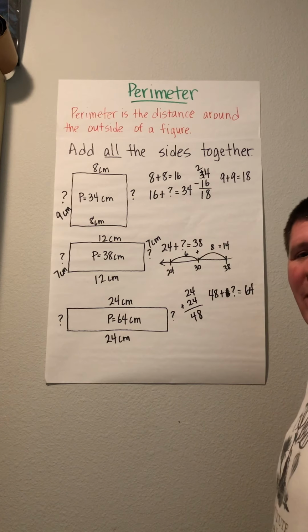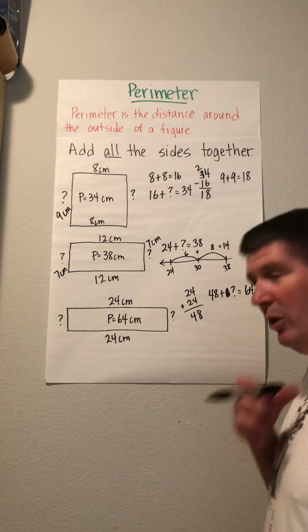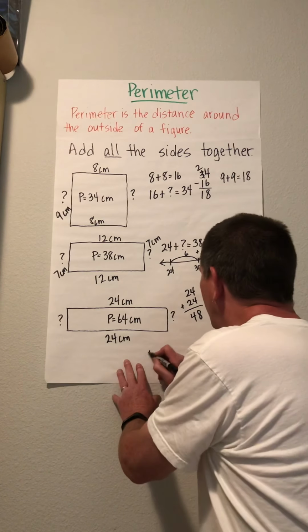Okay, sorry about that. We had a little malfunction. I will try to put these two videos together, or you'll have to watch one and then the other. So as I was saying, we're going to do a number line.